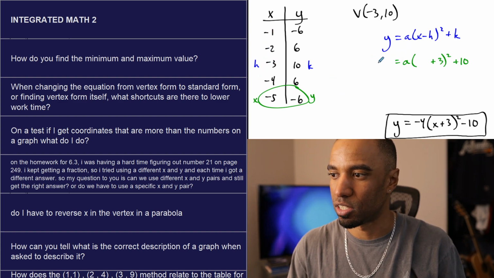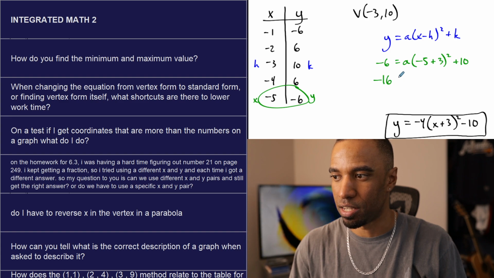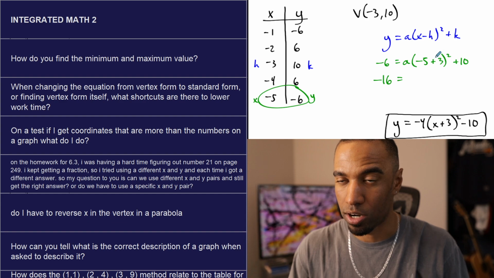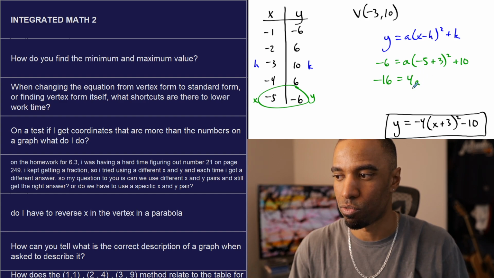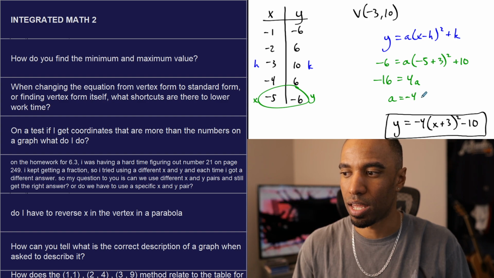So -5, -6. I'll get -6 for y, -5 for x here. -6 minus 10 is -16 here. -5 plus 3 is -2. -2 quantity squared is +4. So -16 is 4a. Divide both sides by 4. I get a equals -4 again. So I'm still getting that same answer there.